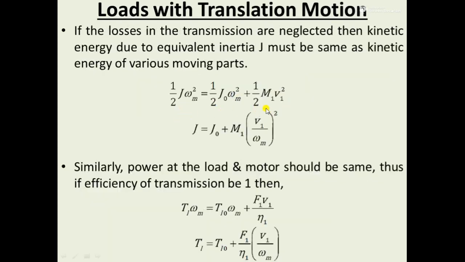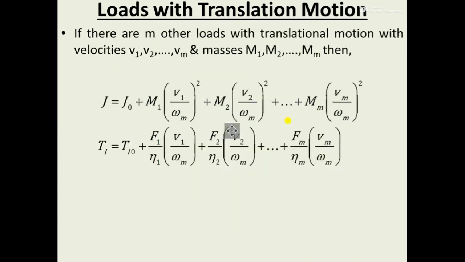So while equating this relation, we will be able to obtain the standard relation for equivalent moment of inertia as J is equal to J0 plus m1 into v1 by omega m the whole square. For simplifying, we cancel the half terms, and thereafter divide the whole relation by omega m square. Then we obtain the standard relation J is equal to J0 plus m1 times v1 divided by omega m the whole square.